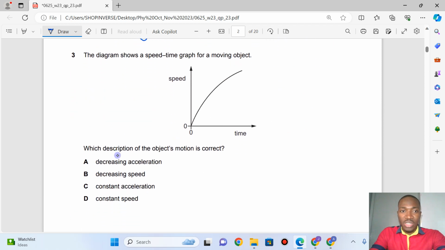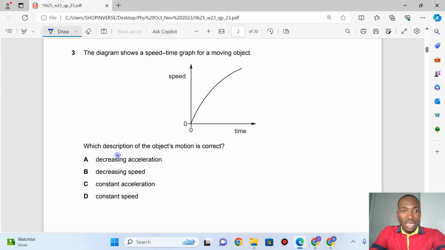We go straight to question number 3. The diagram shows a speed-time graph for a moving object. Speed, time. The diagram shows an exponential line, a curve. Which description of the object's motion is correct?